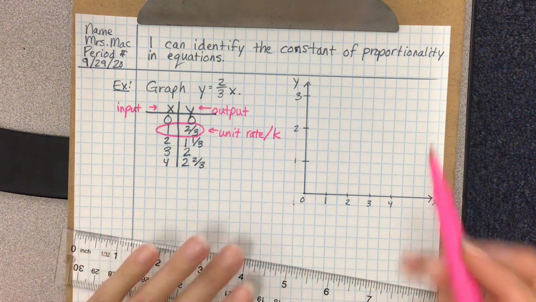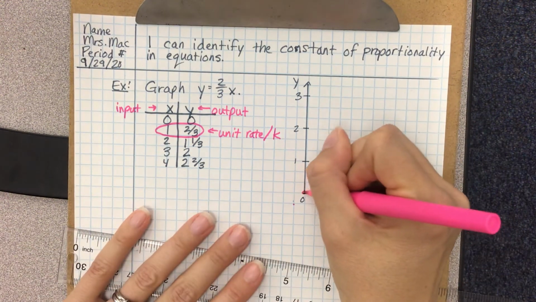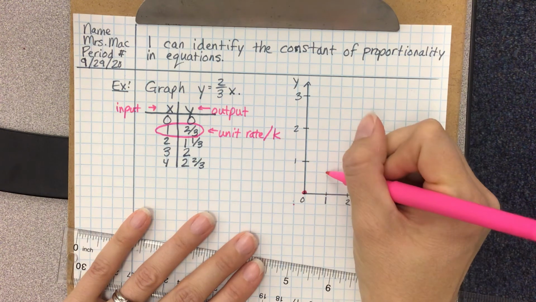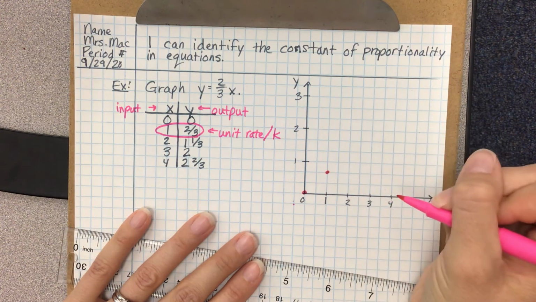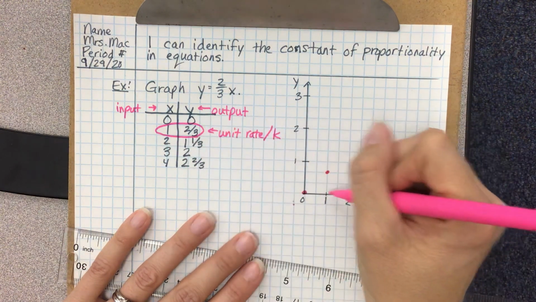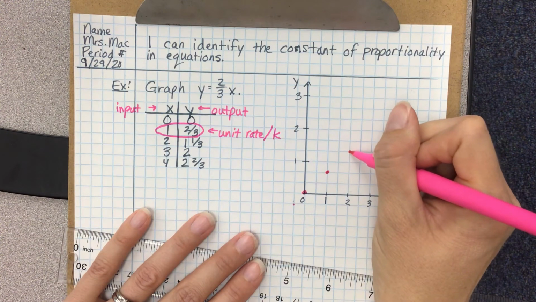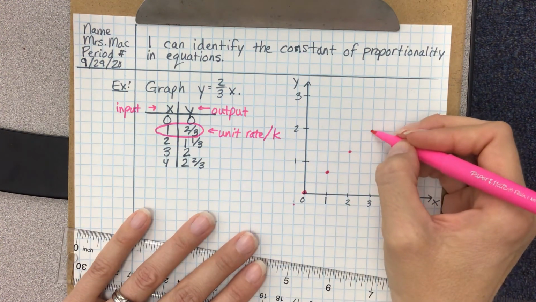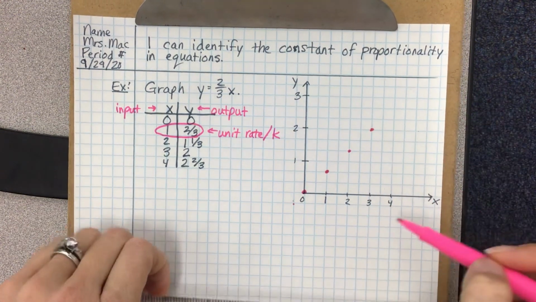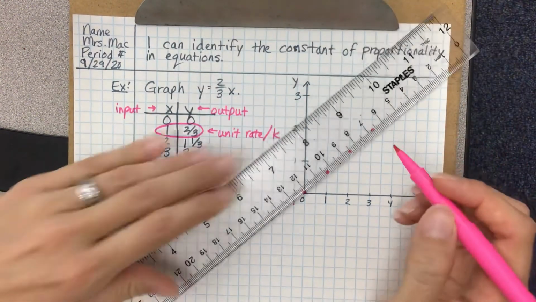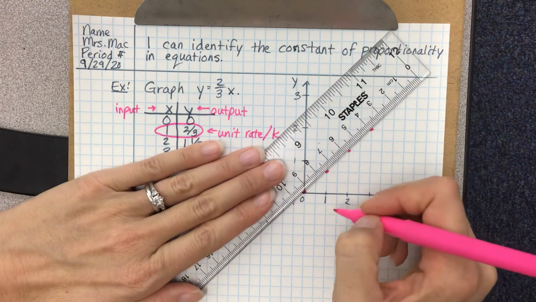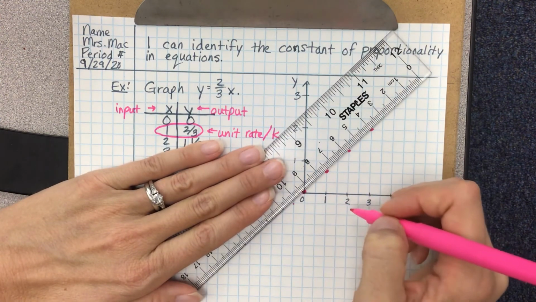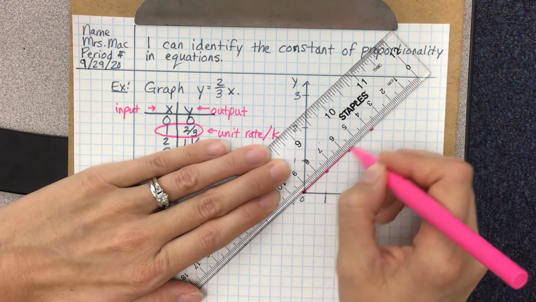Now I'm going to go through and plot my points. So 0, 0, 1 and 2/3, 2 and 1/3, 3 and 2, and you could also graph that last point, but it is clear what's happening here. You can see the shape of this. It's creating a nice straight line.